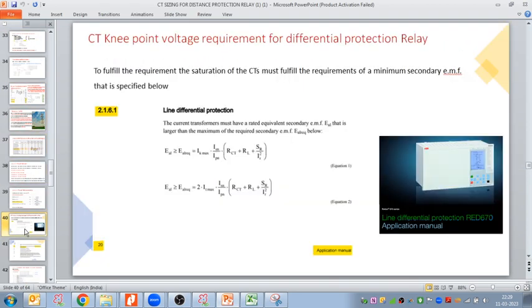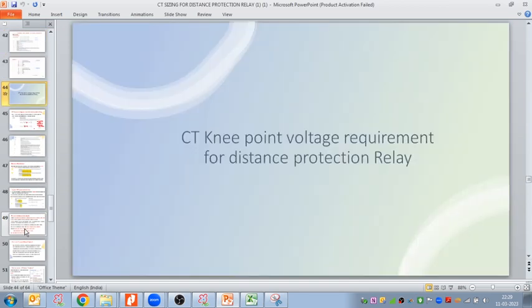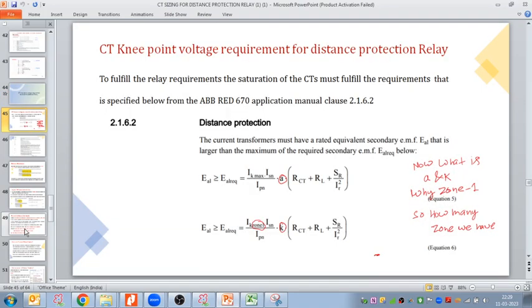Okay, so now for the CT knee point voltage requirement for the distance protection relay. If you see the formula, we have IK max and IK zone 1. So we will first understand about the zone, how many zones are available and which zone we have to take, and after that we will discuss about the CT sizing calculations.